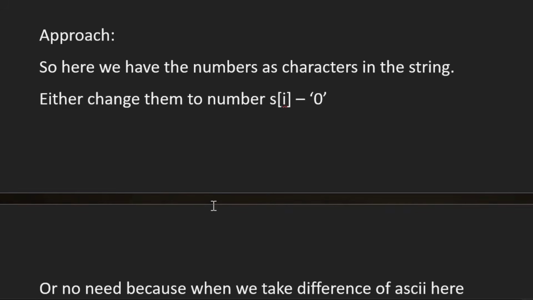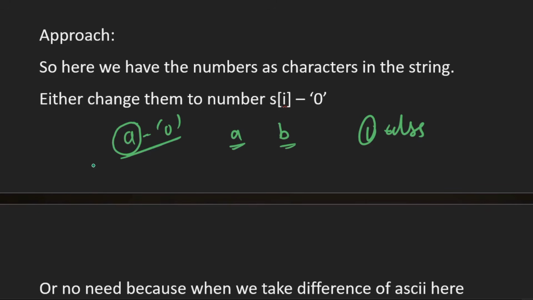So let's see the approach. Basically what we have to do is take two adjacent digits or characters a and b, and then we can either convert them to numbers and then take their absolute difference, right? First thing is this: to convert them to numbers, we just do a minus character 0. It will convert the character a into number a, and same thing for b, and then take the absolute difference of a minus b, and then check whether it is greater than 2, then we return false.